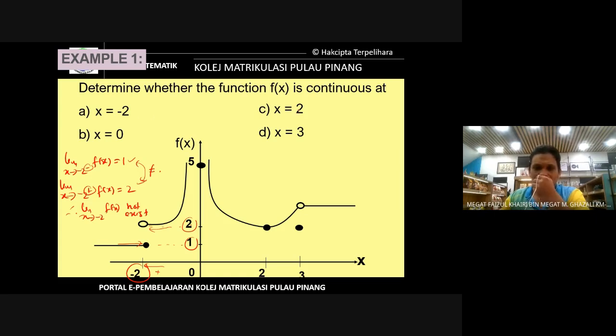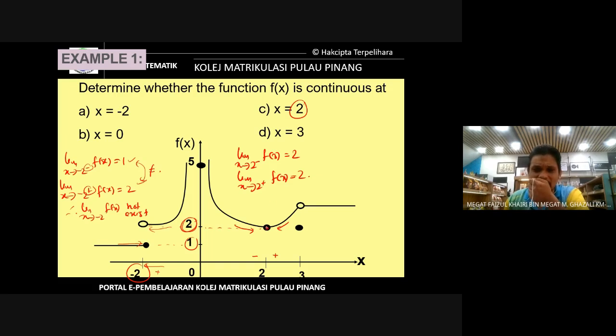Okay, x equal to 2. The limit of x approaching 2 from the left and the limit of x approaching 2 from the right. The value of y is 2 here. The limit of x approaching 2 from the left of the function f(x) equals 2, and the limit of x approaching 2 from the right of f(x) also equals 2.